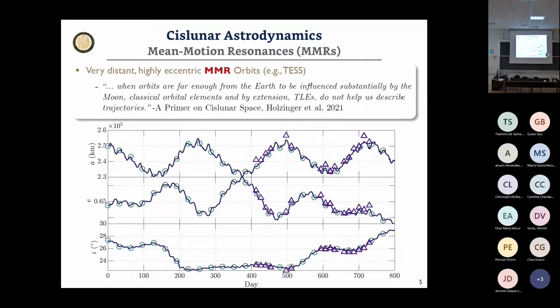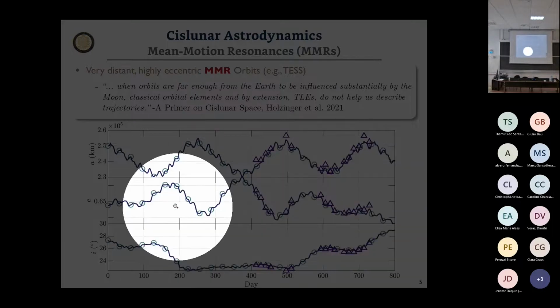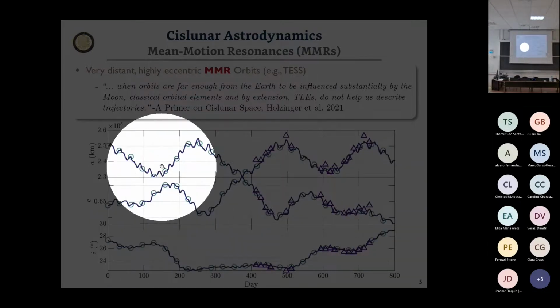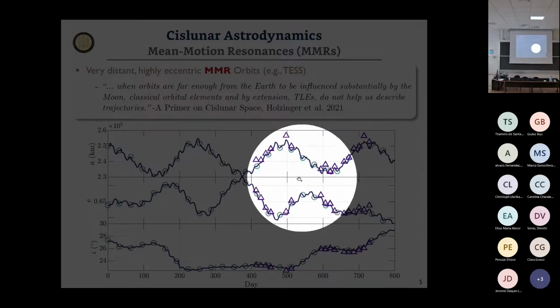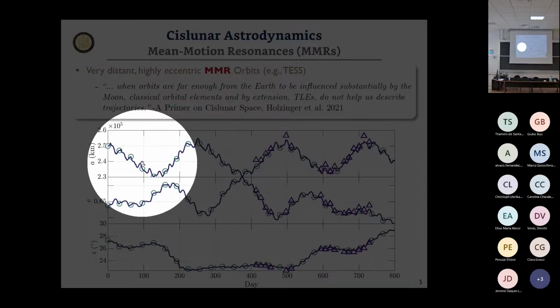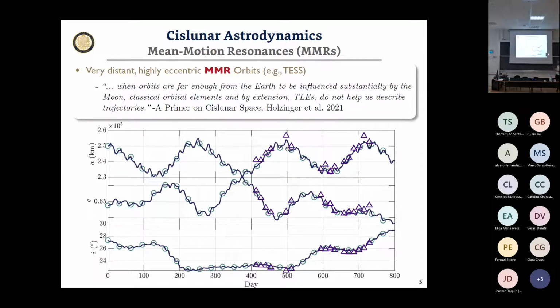But what I showed here is really just about a 2.5-year evolution of the TESS spacecraft. Those circles here are the ephemerides from the NASA Horizons system. The triangles here are the two-line elements that are reduced in space. So even the catalog can maintain the projection pretty well.